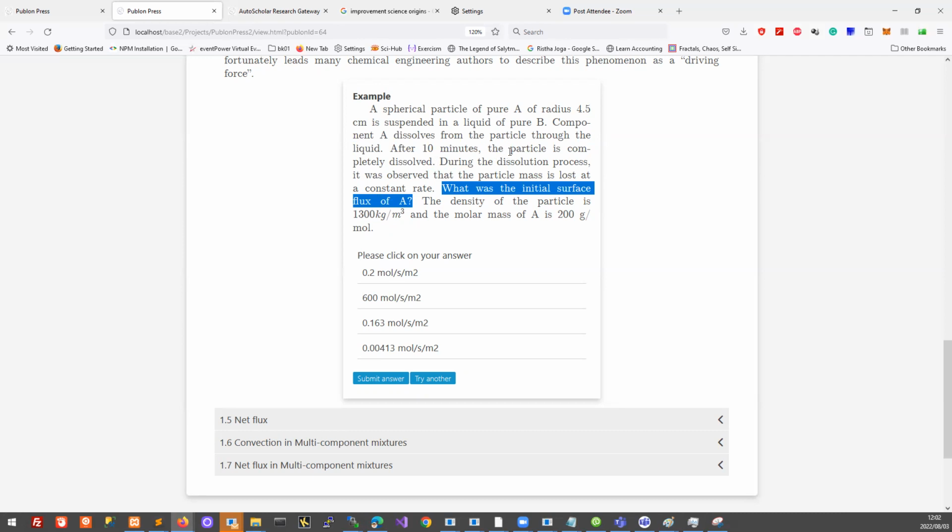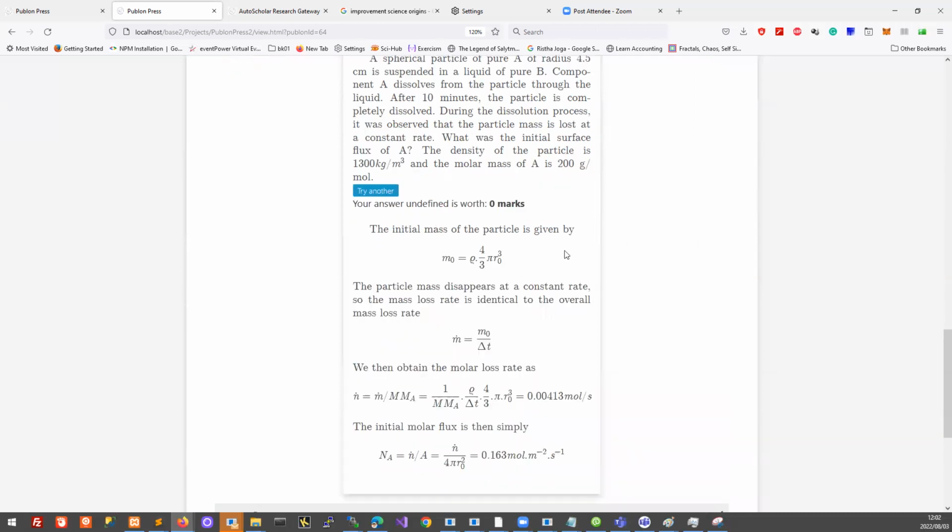And we want to know what the initial surface flux of A was. So again, you've got a certain mass loss rate. We are told that component A has this initial radius. We are also given its density and its molar mass, so we can work out the initial number of moles of A in this particle. We are also told that the particle mass is lost at a constant rate, so we can say that dm/dt is constant. And in fact, let's just look at the solution here.